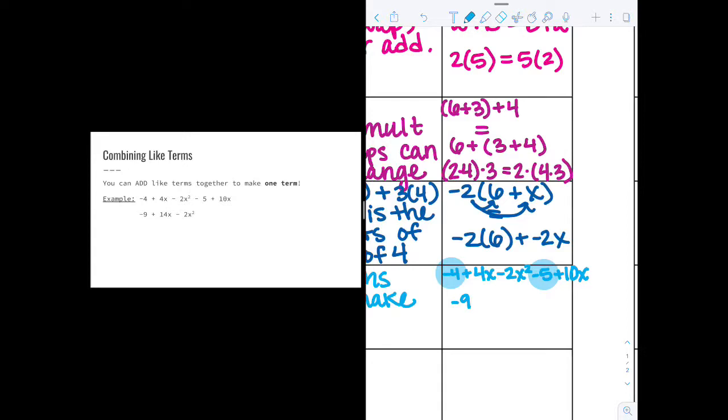I see this 4x here. And then I also see at the very end, I see a 10x. Those are like terms as well. So 4x plus 10x would give me 14x. And then lastly, I see this term that has an x squared on it, this minus 2x squared. I don't see anything else in here that has an x squared on it. So that is its only like term. We're not going to combine it with anything, but we will still add it on at the end.